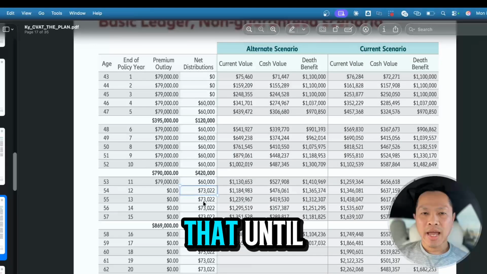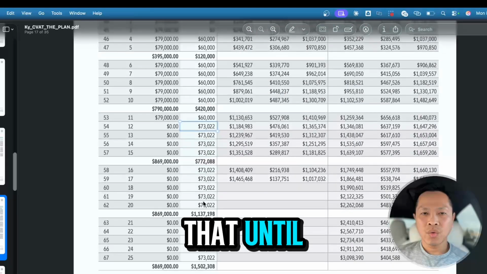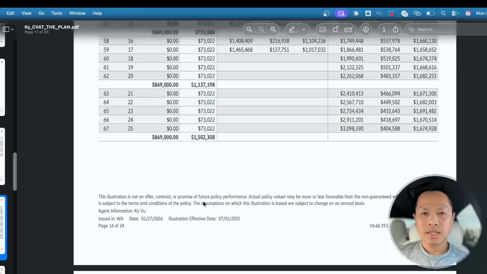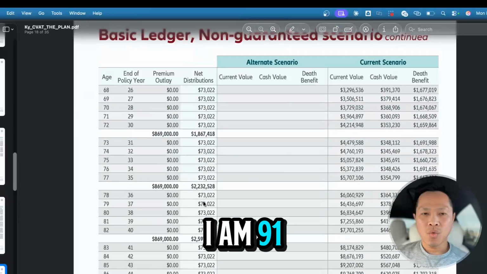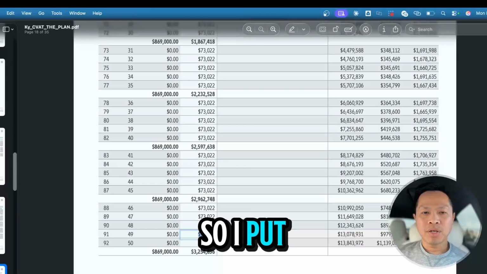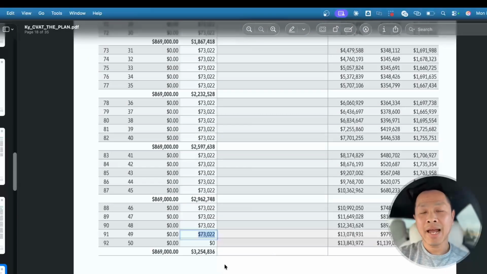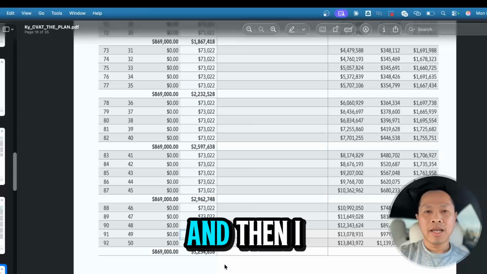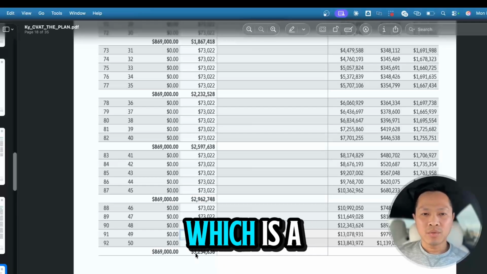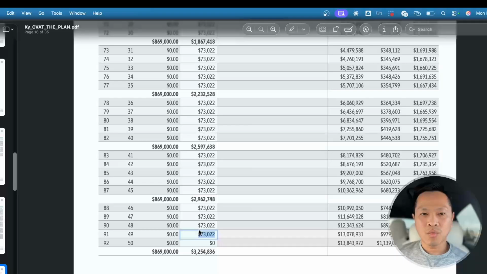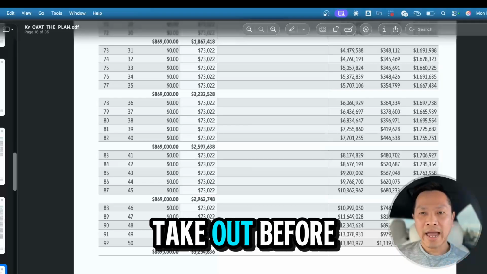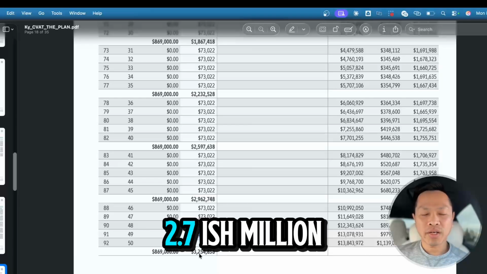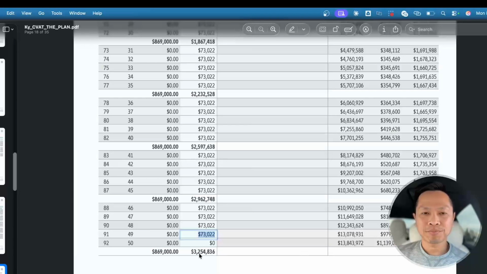And I'm doing that until I am 91. So I put in around 389,000, and then I take out the retirement, which is 3.2 here, but then we have to subtract the 480,000 above. That's what I take out before retirement, 2.7-ish million.